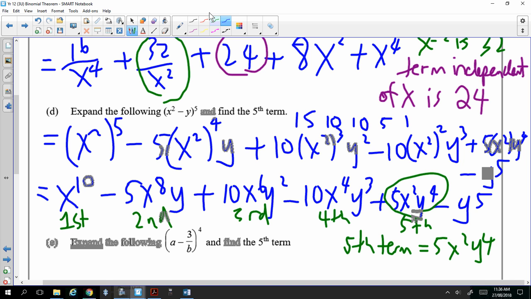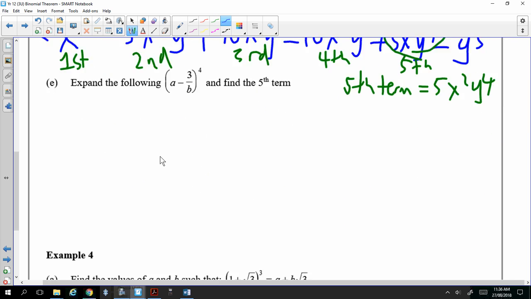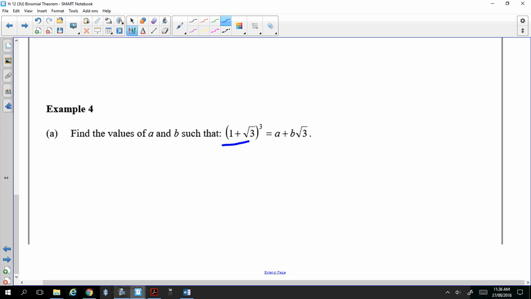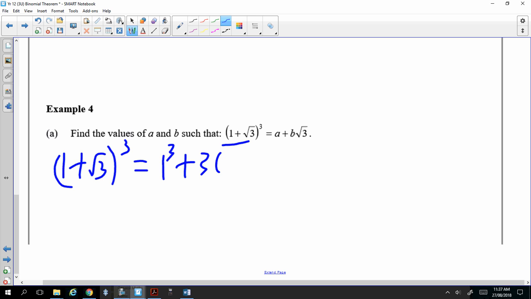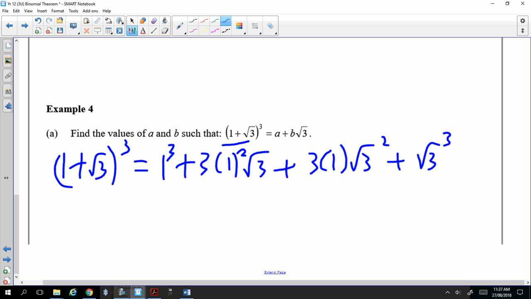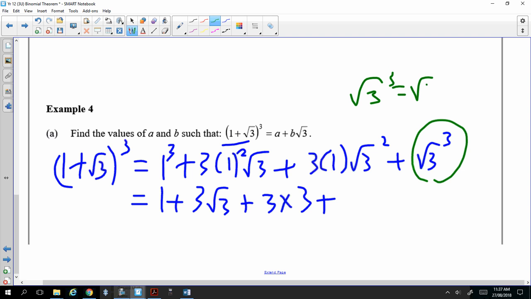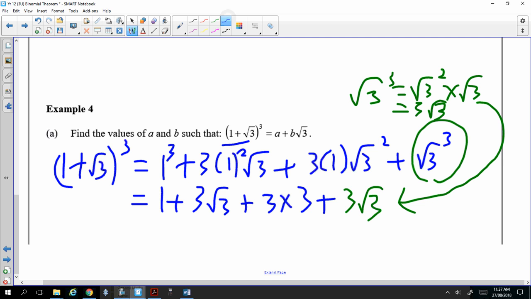So you get 1 cubed plus 3 times 1 squared times root 3 plus 3 times 1 times root 3 squared plus root 3 cubed. Okay, now you have to simplify. It will be 1 plus 3 root 3 plus 3 times 3. Now root 3 cubed is root 3 squared times root 3, which is 3 root 3. Okay, and you collect like terms, so these are like terms, 6 root 3, and 9 plus 1 is 10, right? So therefore, you can find out what A is. So A must be 10, B must be 6.